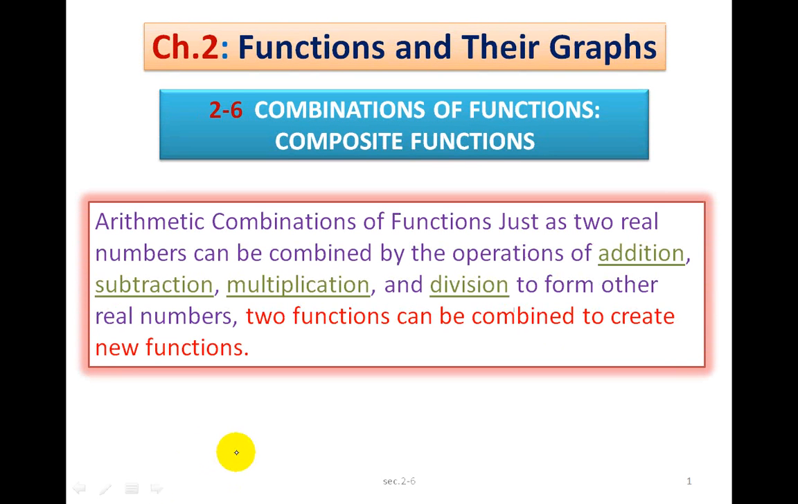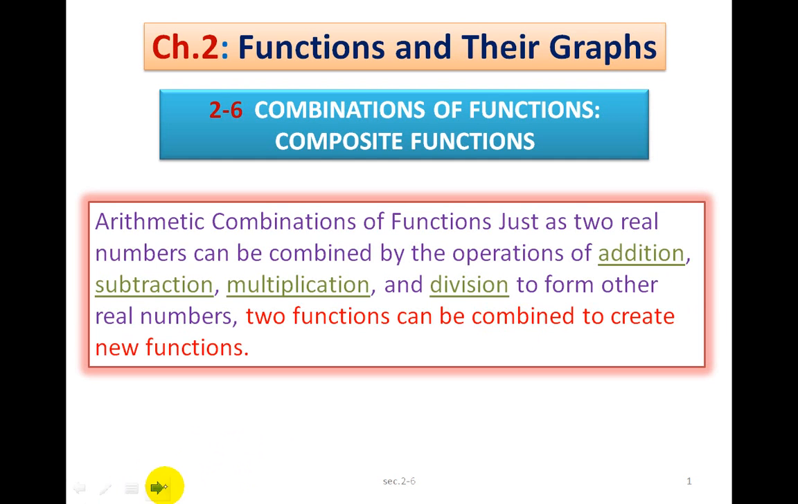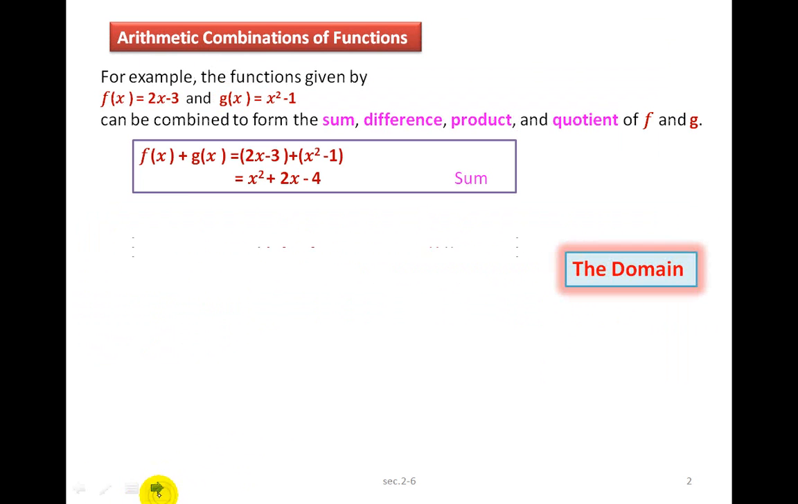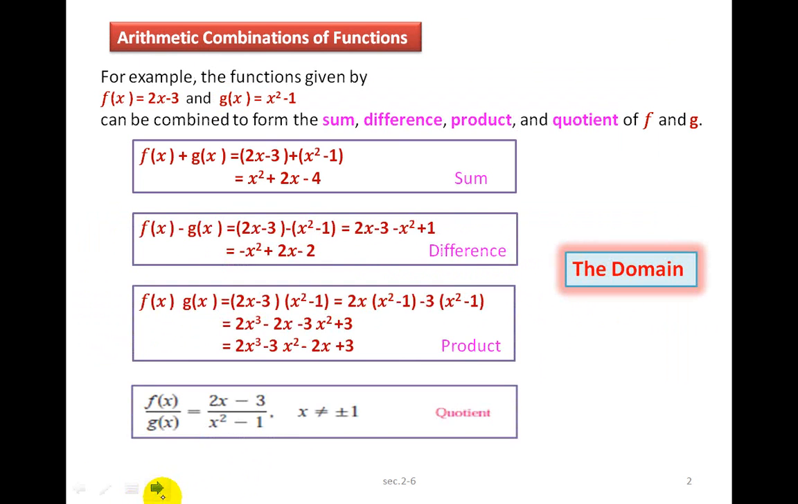Hello, here we'll be talking about 2.6, combination of functions and composition of functions, and let's see what's the difference between them. We'll start with combination.